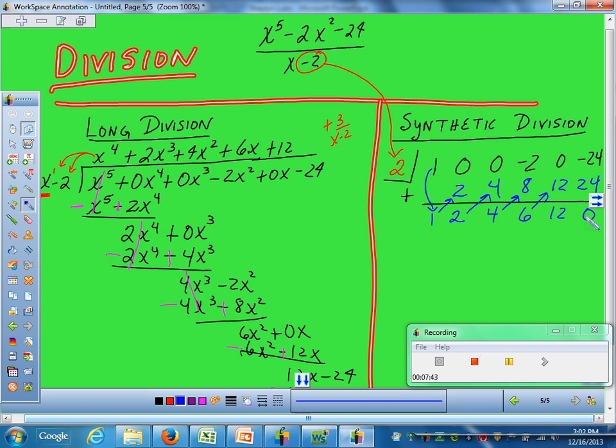0. Okay? Your answer, look, guys, what were your answers here? 1, 2, 4, 6, 12. But you go 1 power less. If this was x to the 5th, that's 1 x to the 4th, 3rd, 2nd, 1st, and constant. 1, 2, 4, 6, 12.